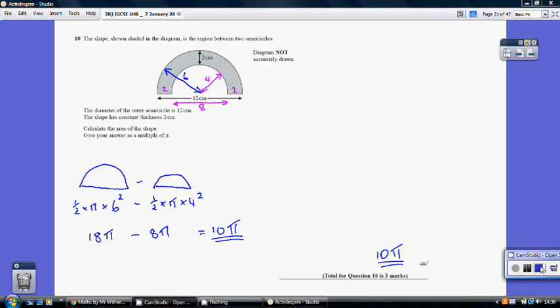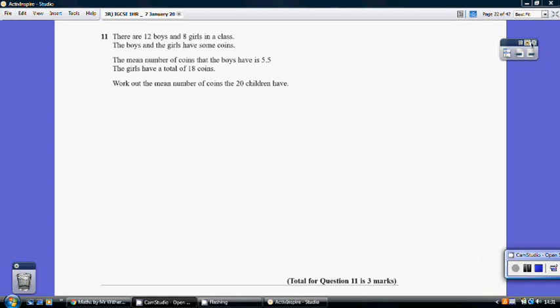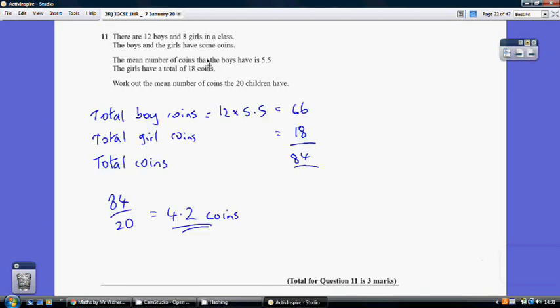Question 11. Well, I'm told that the mean number of coins that the boys have is 5.5. So when you add up the total number of coins that the boys have got, divide it by the 12 boys, you get 5.5. So working backwards, what must the number of coins add up to? It must be 12 lots of 5.5, which is 66. So let's just run through that again. 66 coins for the boys divided across the 12 boys gives me an average of 5.5. So working the other way, 12 lots of 5.5 is my 66.